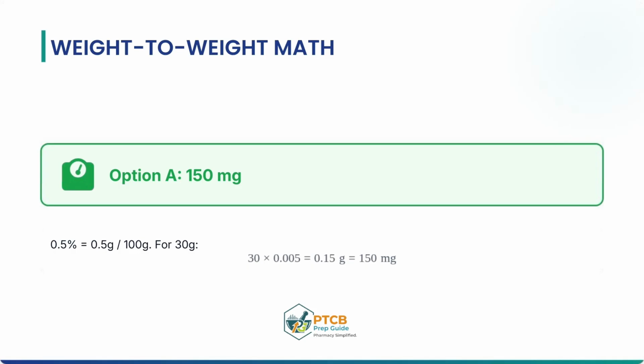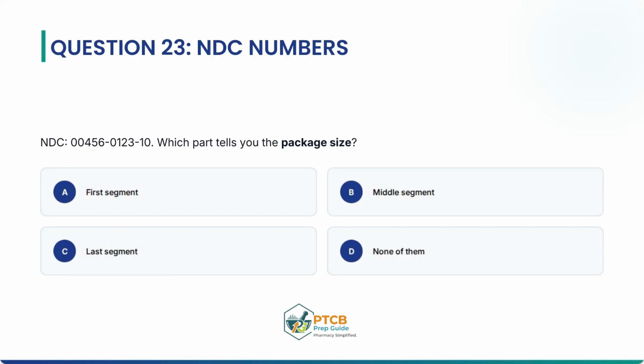The answer is option A, 150 milligrams. 0.5% means 0.5 grams per 100 grams. For a 30-gram tube, that is 0.15 grams, which equals 150 milligrams. For question number 23, take a look at this NDC number, 00456-0123-120. Which part tells you the package size?